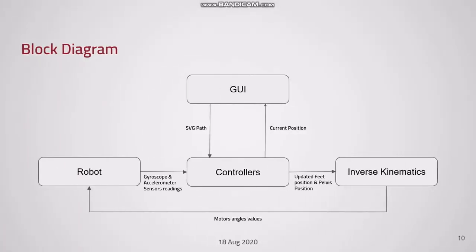This is the block diagram of our project. We have the robot module. This module is an interface between our code and the robot model in the simulation. We have the GUI module, where the user can draw a path and watch the robot while walking on this path. We have the inverse kinematics module, which takes the Cartesian position that the robot needs to reach and calculates the motor angle values that are sent to the robot. And we have the controllers module. The controllers module is the core of our project. We'll discuss it in the next couple of slides.